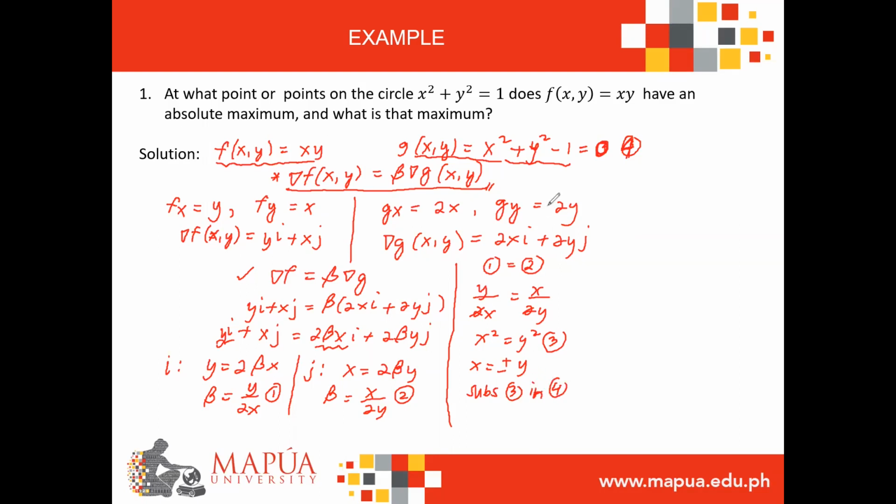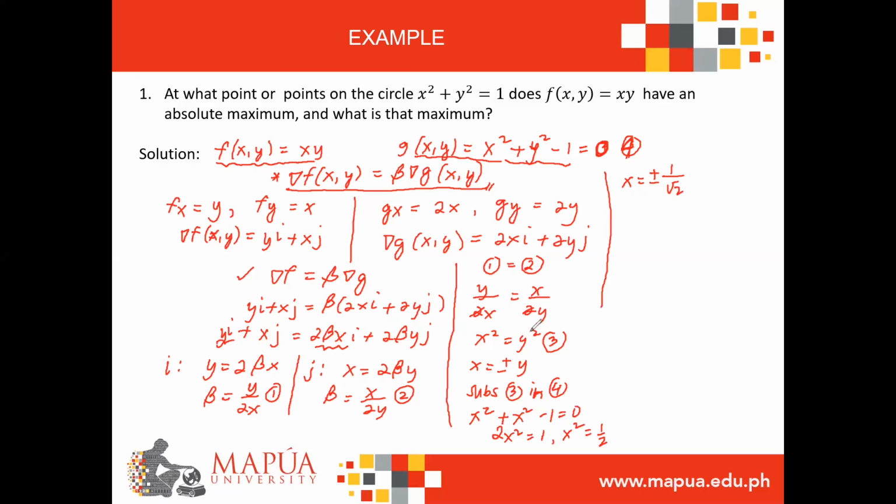So let's make y squared equals x squared. Okay, so let's have that. x squared plus, we have this y squared is also x squared, minus 1 equals 0. So we get 2x squared equals 1. So therefore, x squared equals 1 half. And the value of x will give us plus and minus 1 over square root of 2.